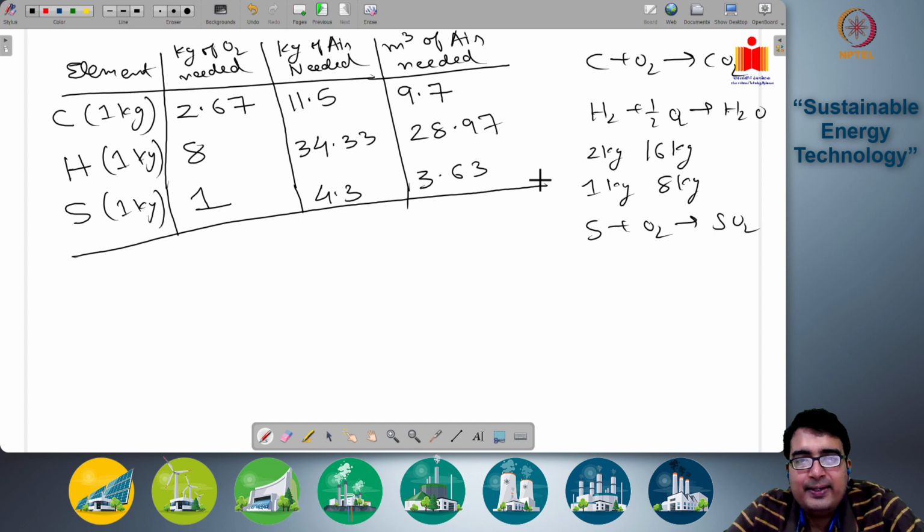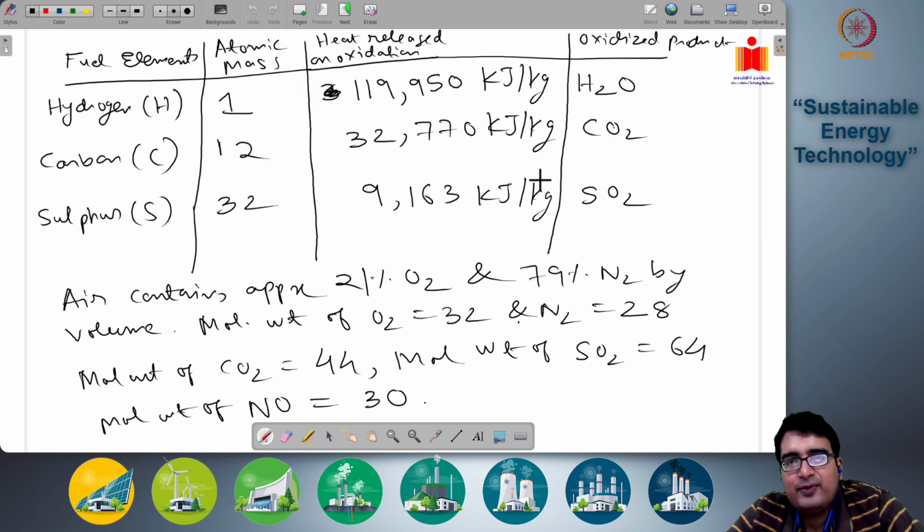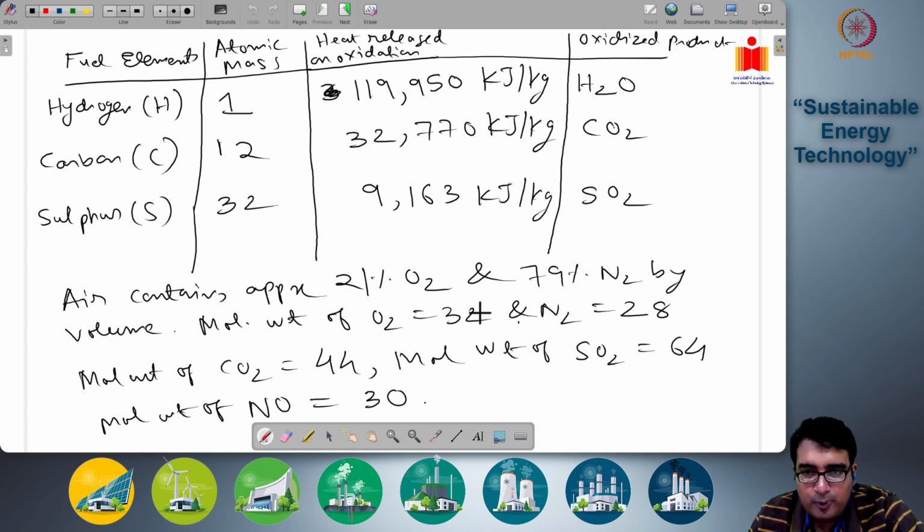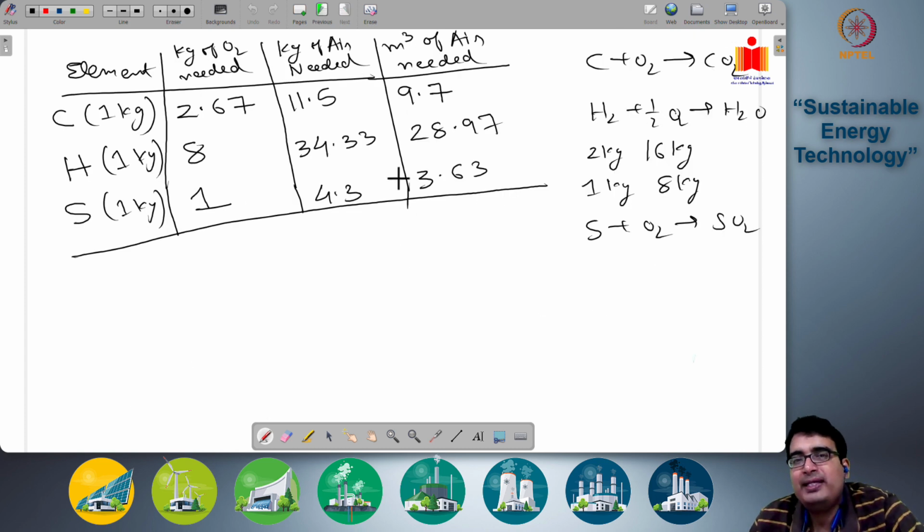So what we are seeing here is this gives you the heat released when burning a kg of each of these elements present in fuel, right? This gives you the molecular weight of the individual gaseous products and reactants, and this gives how many kg of air or oxygen or meter cube of air is needed to burn these elements completely. So next we will collect all of these ideas together.